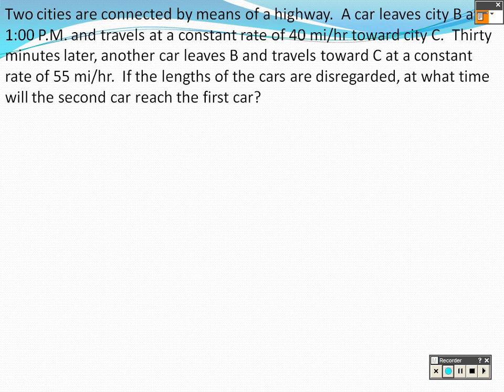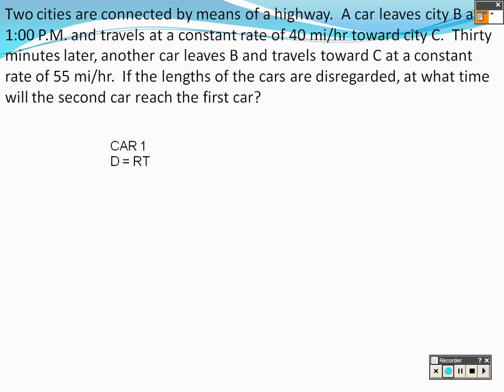Two cities are connected by means of a highway. Car A leaves B at 1 and travels at a constant rate of 40 miles per hour towards city C. 30 minutes later, another car leaves B and travels towards C at a constant rate of 55 miles per hour. If the lengths of the cars are disregarded, at what time will the second car reach the first car?